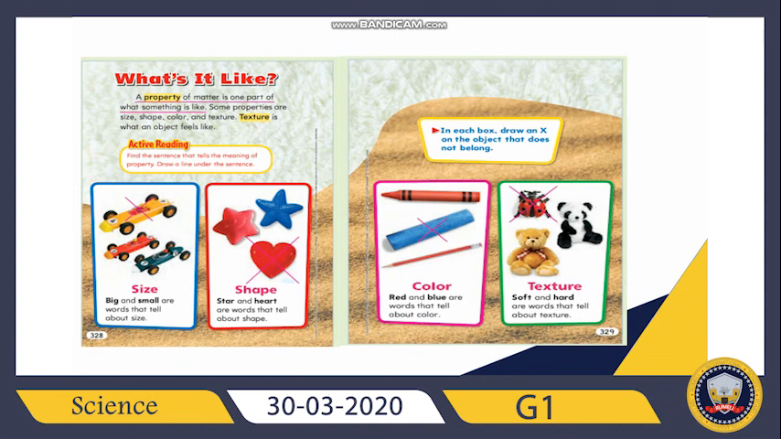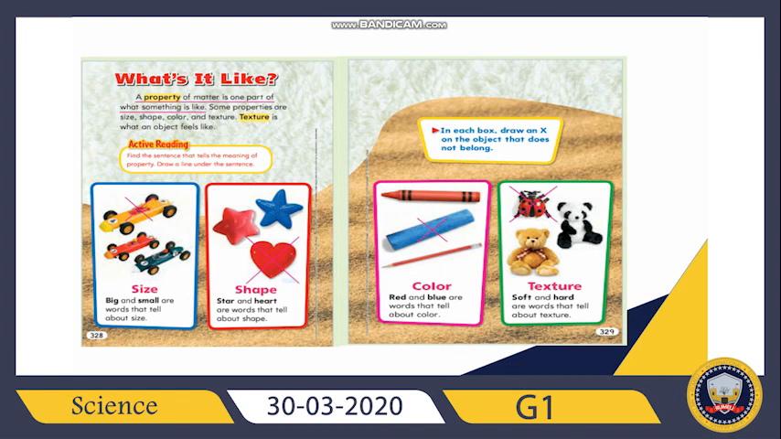And can you answer this question? What are some ways to describe an object's shape? When you want to describe an object's shape, you can use some ways. Can you name them for me? Very good. When we want to describe an object's shape, we can use round, square, or for example, star shape, heart shape. Very good.